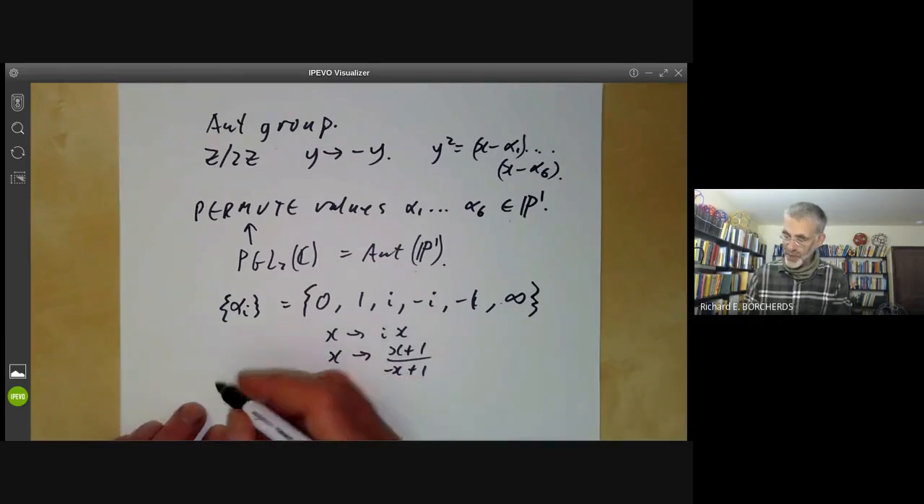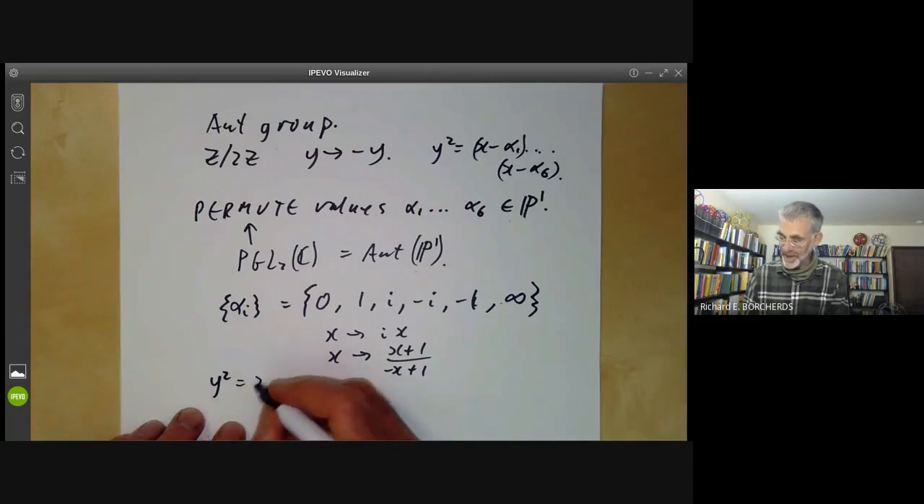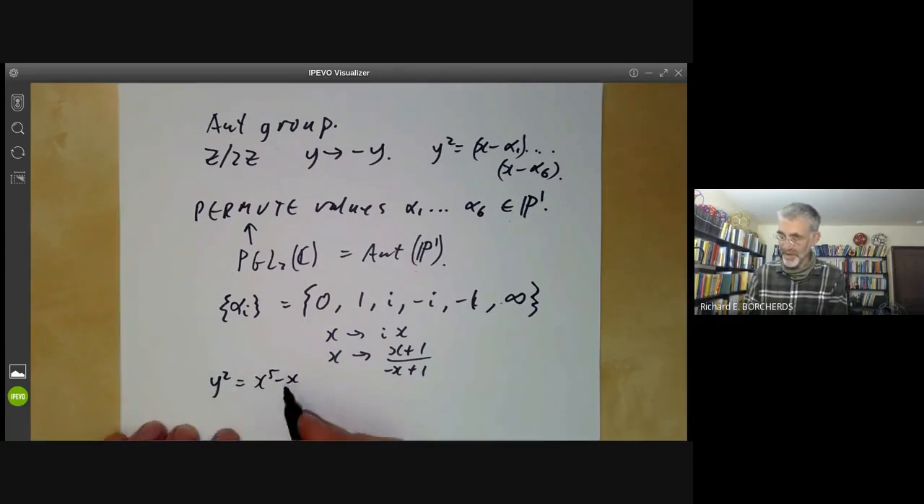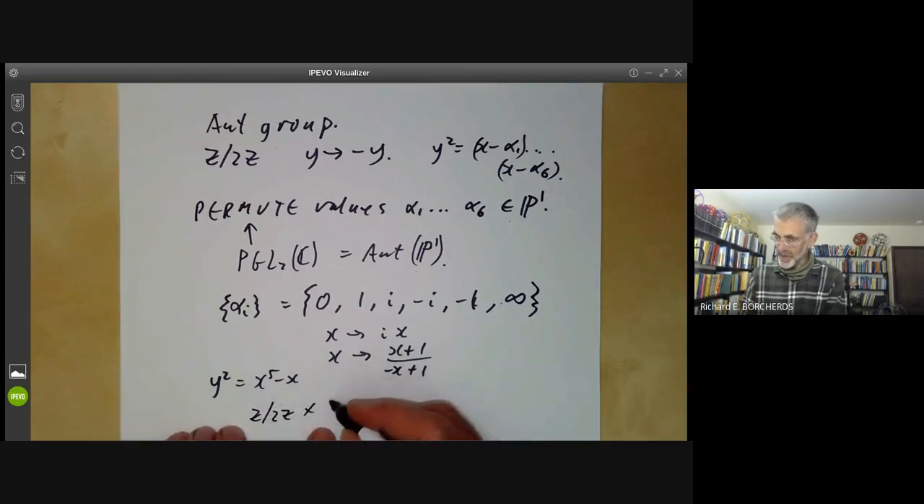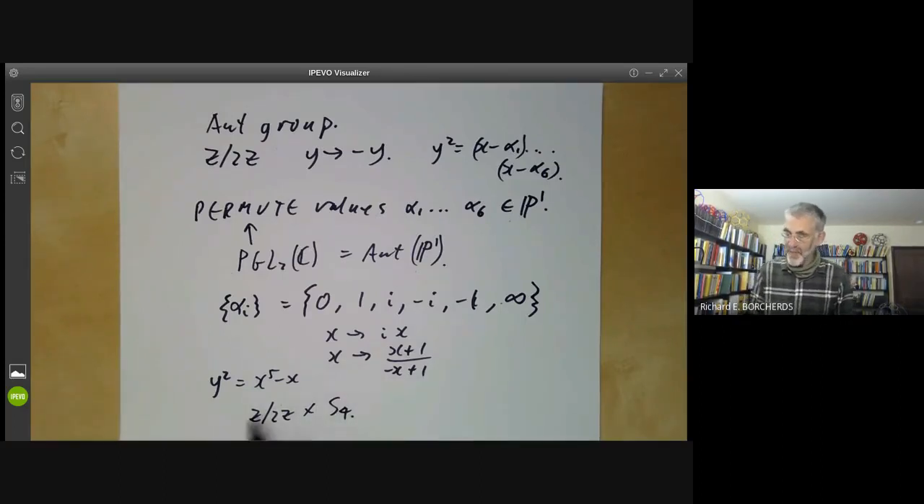So the automorphism group of the corresponding hyperelliptic curve y squared equals x to the 5 minus x, if you compactify it at a point at infinity, will be Z over 2Z times the group of rotations of an octahedron, which is the symmetric group S4. In fact, this is the maximal possible order of a hyperelliptic curve. Of course, this affine curve has a smaller automorphism group than that because the point at infinity would be fixed. The automorphism group is only this big if you compactify this by adding a point at infinity.